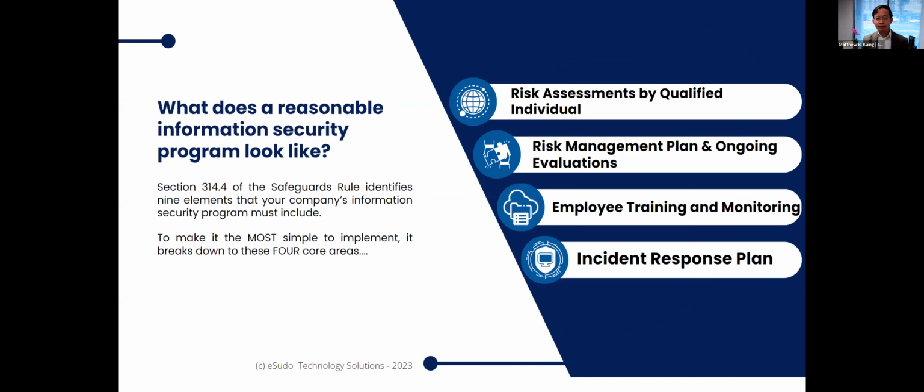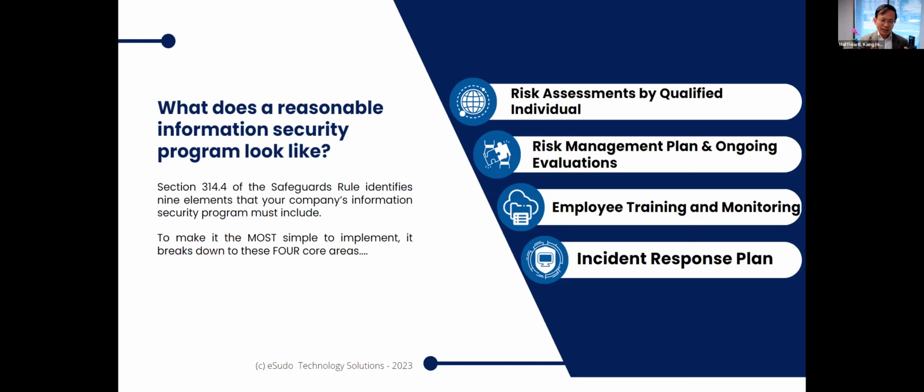Now, what does that mean in terms of having a security policy or security program? According to Section 314 of the FTC Safeguard Rule, there are 9 components that you have to comply with. There's a lot. If you want to, you're welcome to go and read all the details on their website.